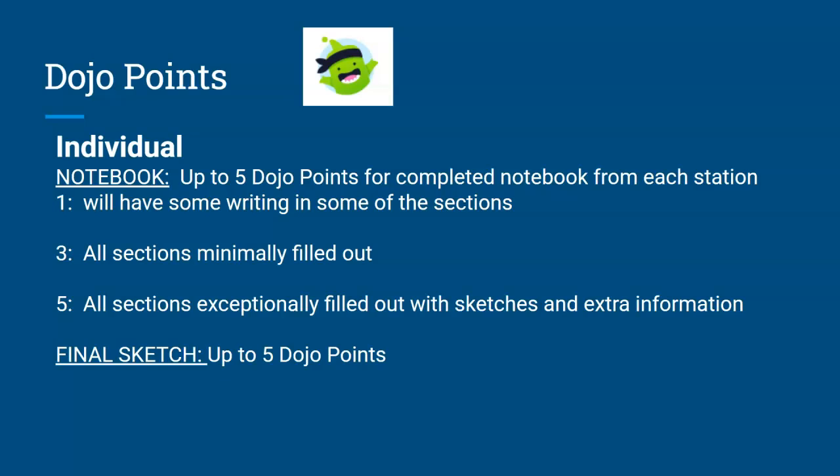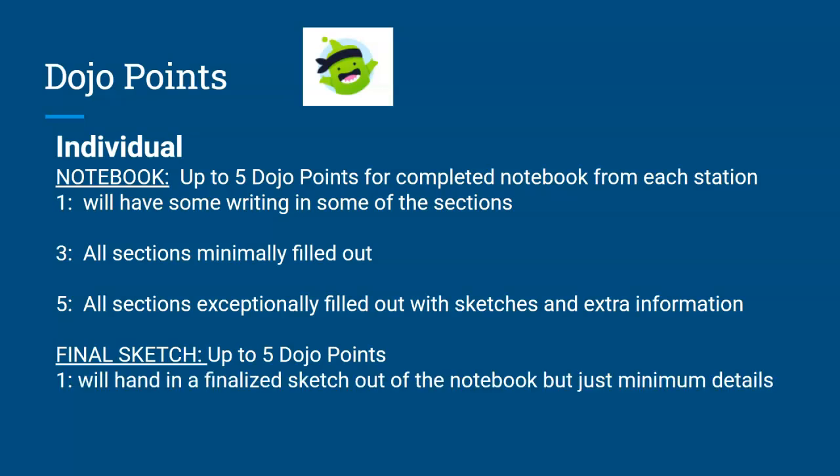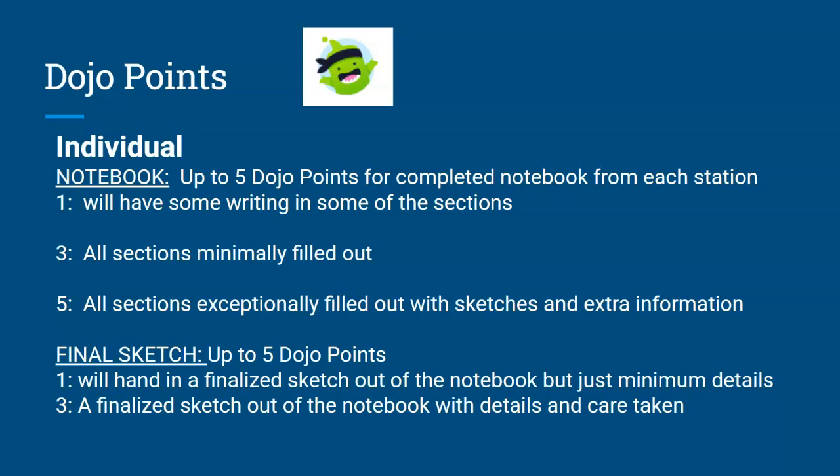Final sketch, up to 5 dojo points. At the end, as I mentioned during the reflection time and chill time, you're going to have the opportunity to take one of the things you saw and the rough draft sketches that you made and turn it into a finalized sketch. 1 point for someone who hands in a finalized sketch out of the notebook, but just minimum details. 3 points for a finalized sketch out of the notebook with details and care taken. 5, an amazing final sketch with colors and lots of detail. Basically, same thing. That's your individual points, your notebook and your sketch at the end.